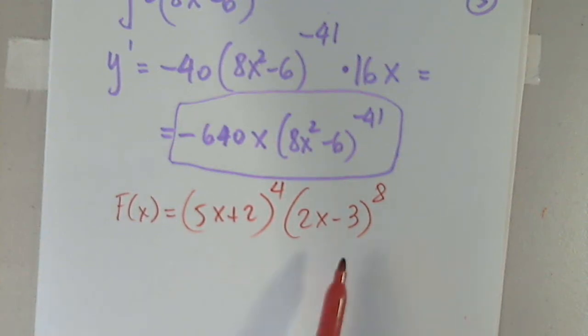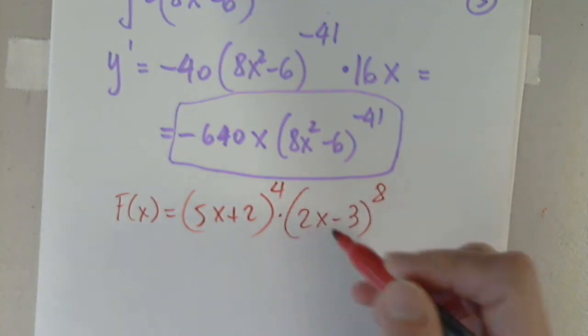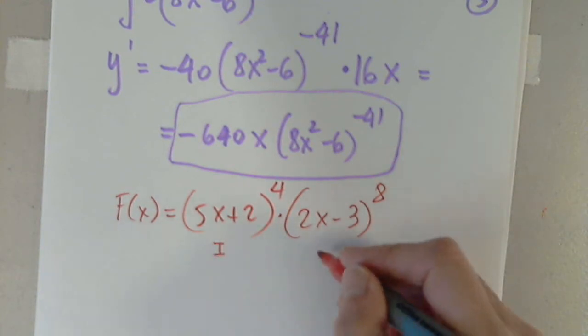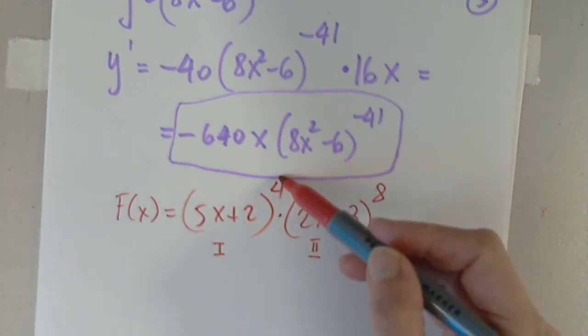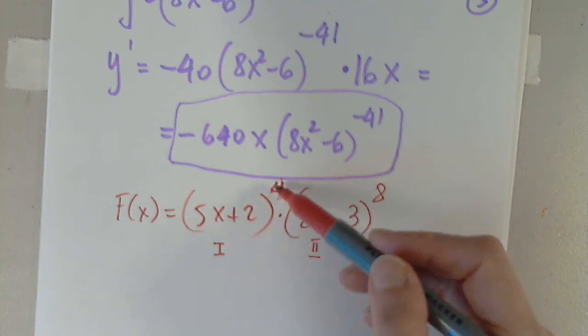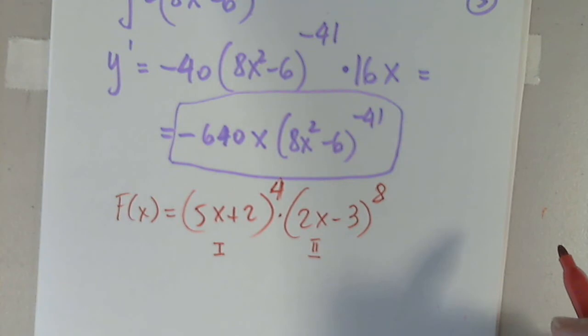So in order to differentiate such a function, first of all, I need to notice that this is a product. So this is function 1 and this is function 2. Secondly, I have power 4. First function has power 4. Second function has power 8.